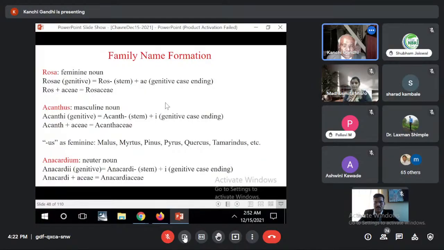But there are a few exceptions to the us ending. Classical names like Malus, Prunus, Brutus, Pinus, Pyrus.